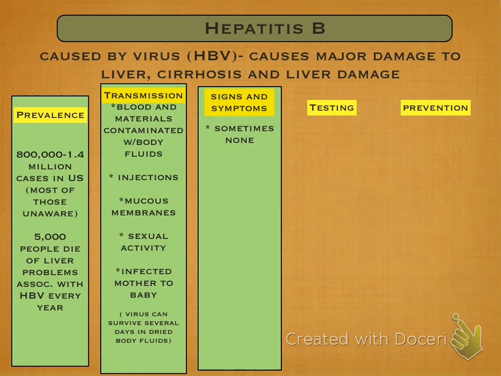Okay? Signs and symptoms, most of the time none. When it first starts, and by the way, this can go on for long periods of time, just like HIV, no symptoms. When symptoms do show themselves, and they will eventually, it's going to be a loss of appetite. It's going to be fatigue, a mild fever, not a raging fever, just a mild 100, 101. Muscle aches and joint aches. Stomach pain.